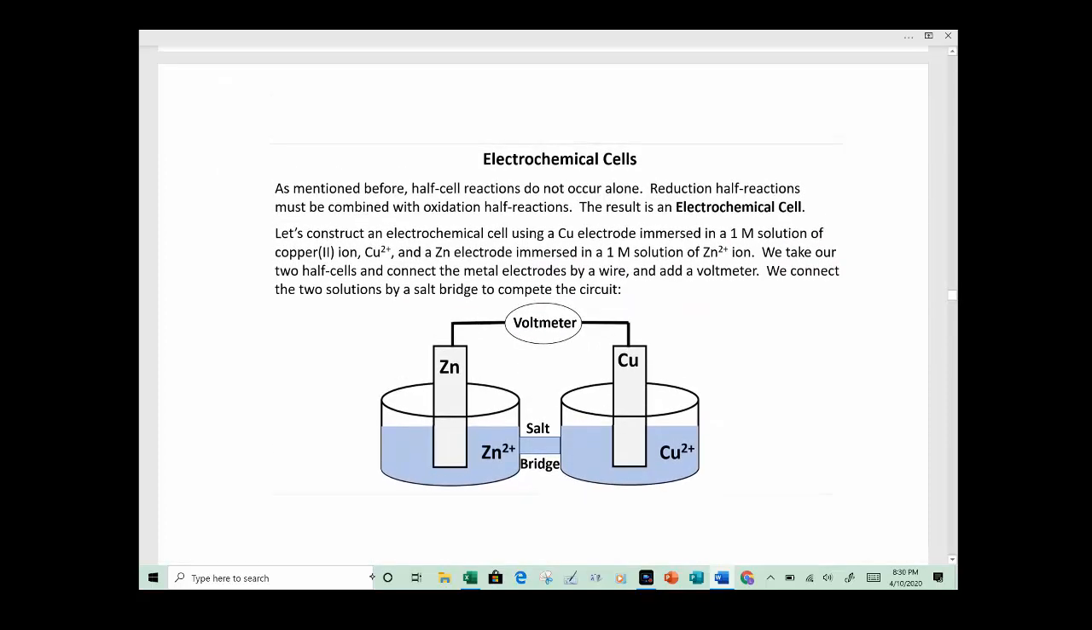All right, so here's our zinc copper electrochemical cell. This one has a complete circuit. Zinc is immersed in 1 molar zinc ion, copper in 1 molar copper ion. We said that the zinc goes into solution to make zinc ions. That's an oxidation. The extra electrons travel through the circuit to the copper. The copper ions pick those up and plate out. And to complete the circuit, the salt bridge allows ions to move in both directions.